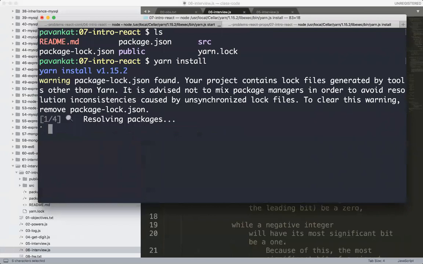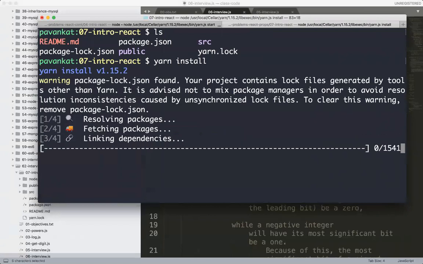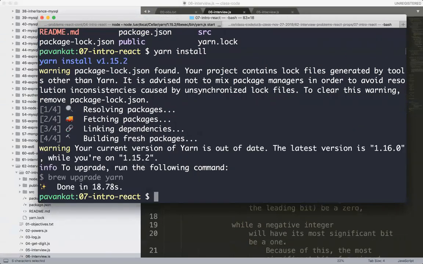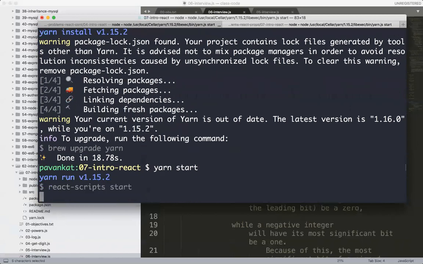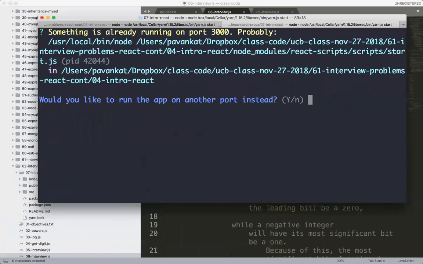That you are installed though. Yarn start. What is this?